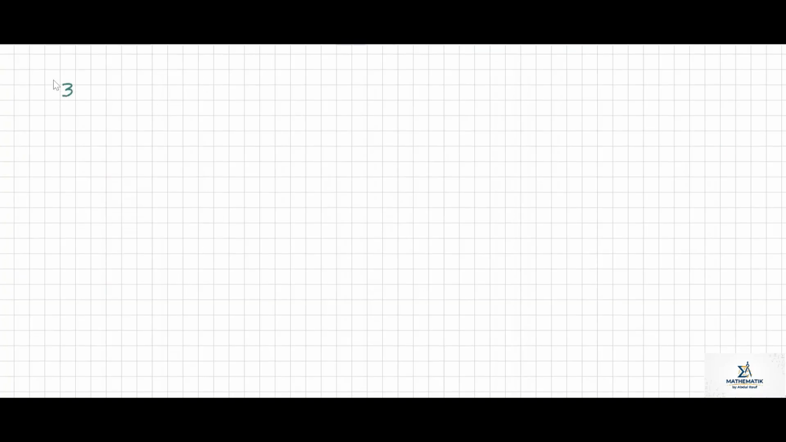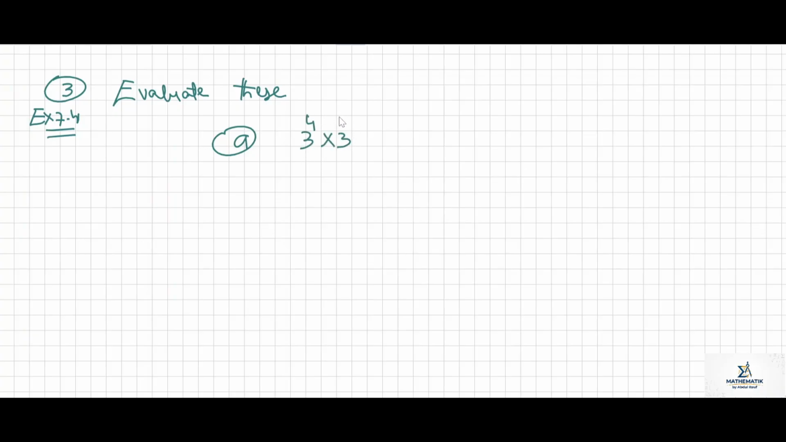In a similar exercise, question number 3 is evaluate these. Exercise 7.4. Evaluate these. We have part A, which says 3 raised to 4 into 3 raised to negative 3. The bases are the same, so you can add the indices, no? 4 minus 3. So here we have a negative 3. So you get 3 raised to 1.